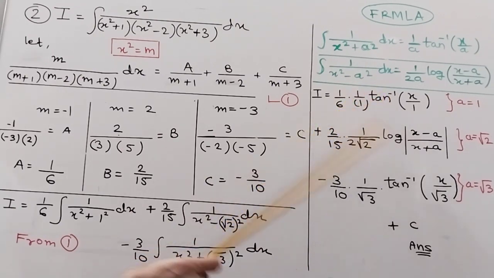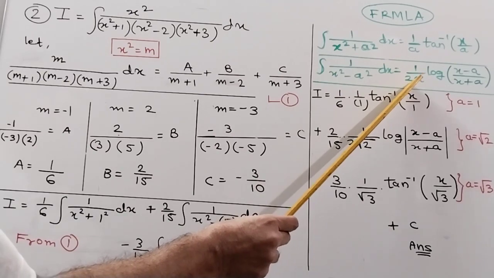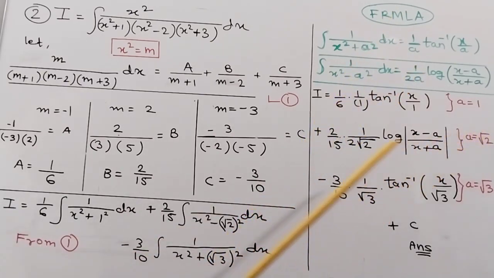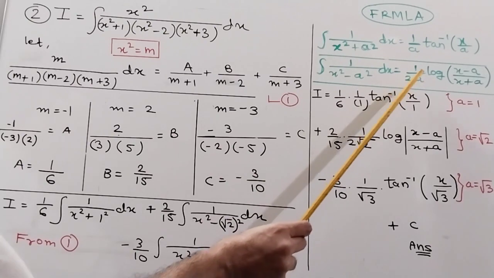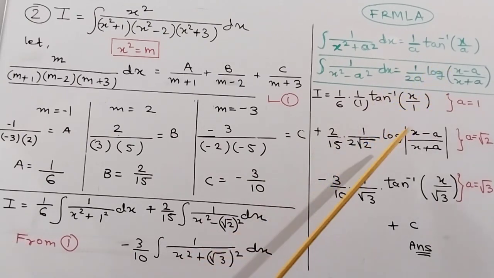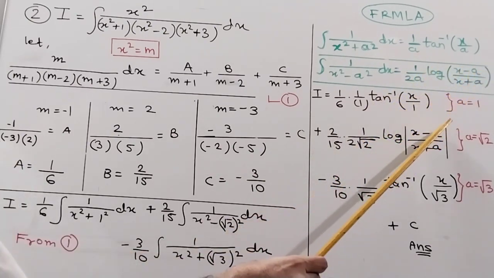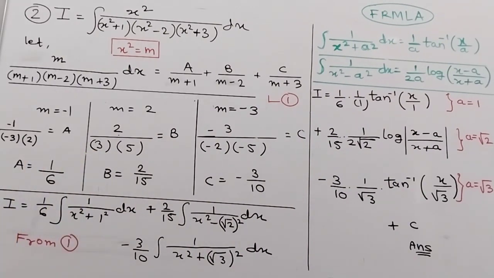1 by 6 will stay. Second one is x square minus a square. Look at this formula. So what is a here? A is root 2, because root 2 square. So 1 upon 2a root 2, log x minus root 2 upon x plus root 2.